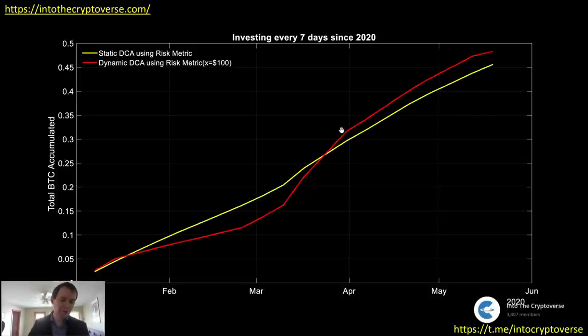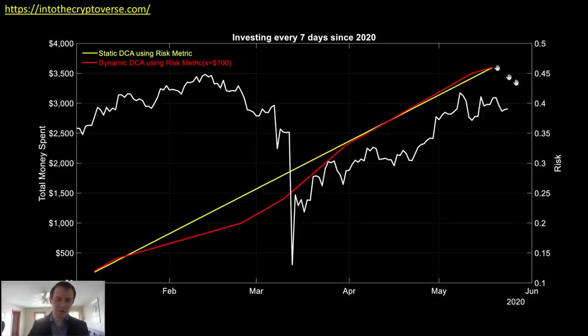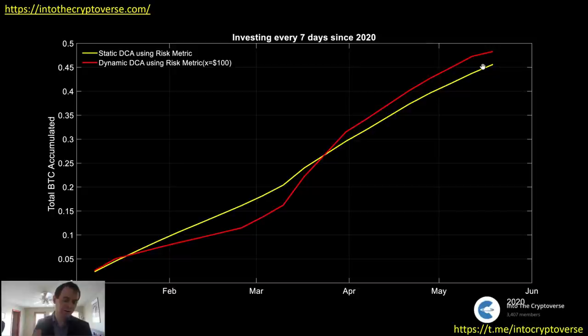Even though you would have put in the same amount of money, maybe around $3,600 or so over the course of the last 5 months, since the beginning of 2020, you would have accumulated around 0.48 Bitcoin as opposed to 0.46. And you can see that as we march through time, the amount of Bitcoin that your money can buy you is getting lower and lower and lower.